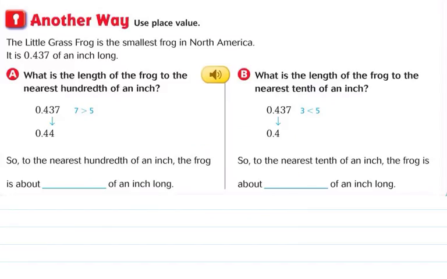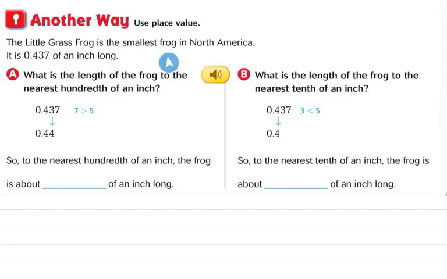So boys and girls, another strategy is that we can use place value. And when we just use place value, we're lining up by decimal point, and we're not using a place value chart. However, both strategies are important, so I want you to practice both at home. So the little grass frog is the smallest frog in North America. It is 437 thousandths of an inch long.